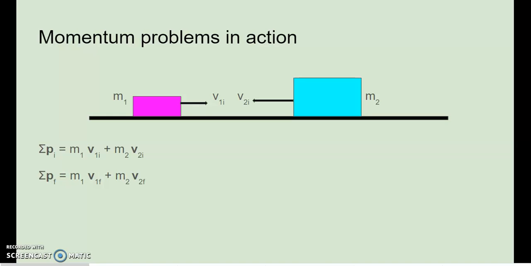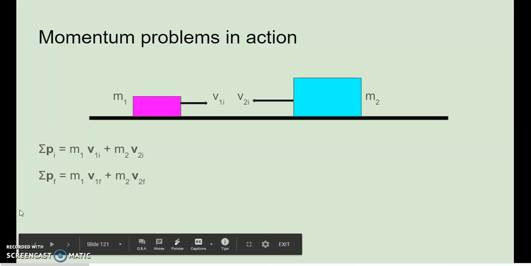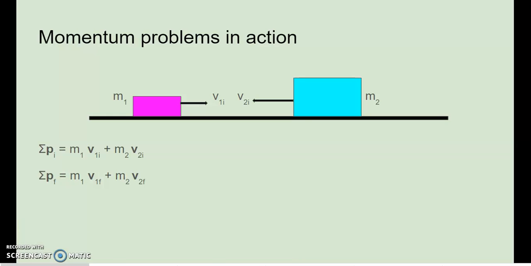We're going to look at the classic one-dimensional collision problem, where we have the pink car or block on the left, m1, colliding with the blue or teal car on the right, m2. The initial velocities are v1i and v2i. Now, if we were recording these, one of these would be positive and one negative. Usually I say going to the right is positive and going to the left is negative. So the sum of the initial momenta is m1 v1i plus m2 v2i. The sum of the final momenta is m1 v1f plus m2 v2f.